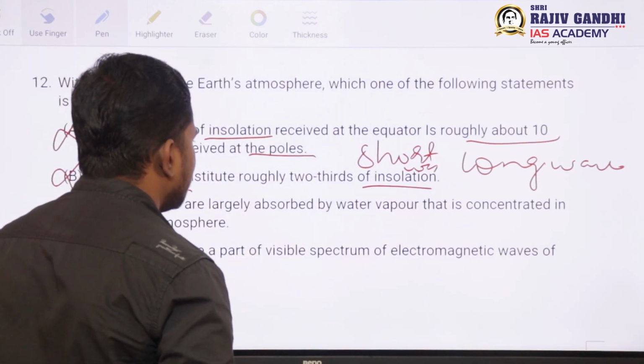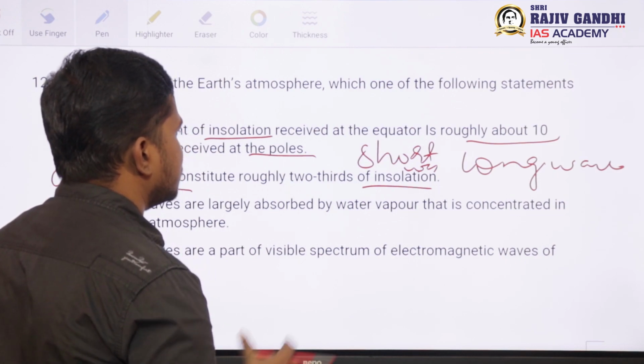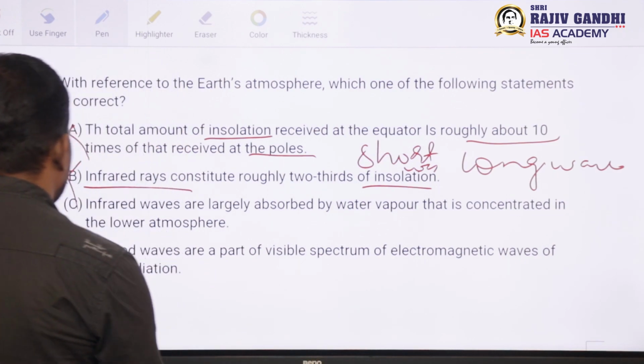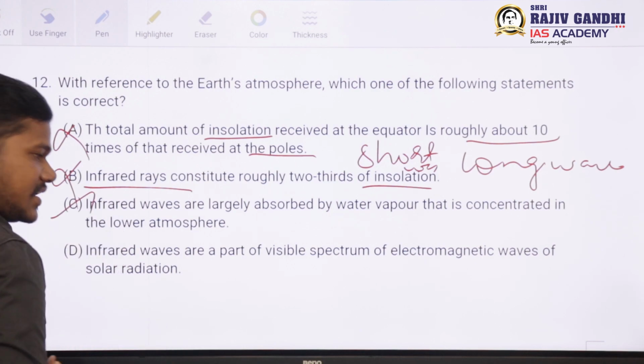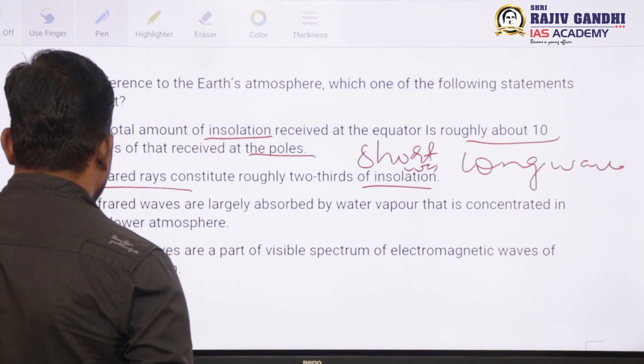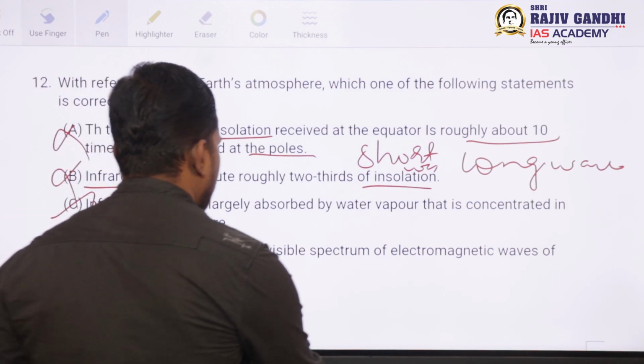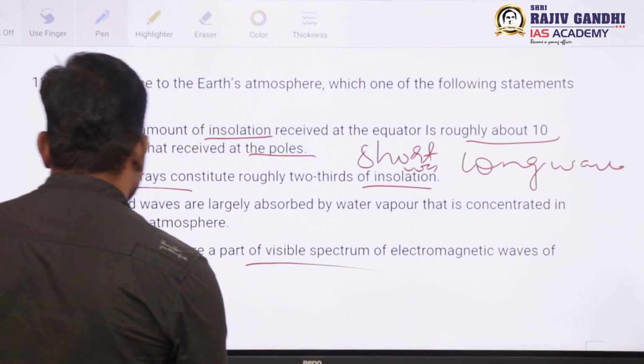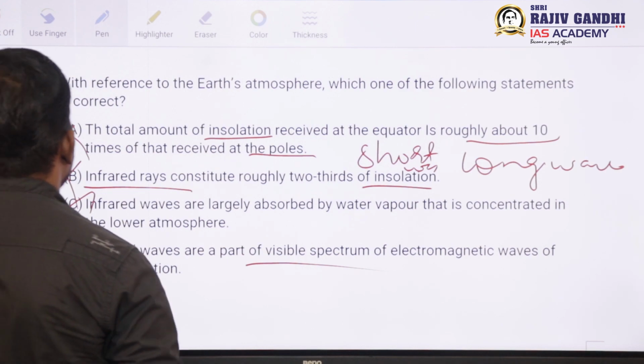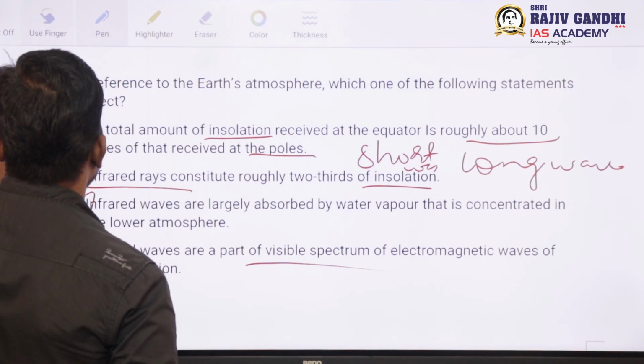Infrared waves are largely absorbed by water vapor that is concentrated in the lower atmosphere. Option C is correct. Option D, infrared waves are part of the visible spectrum. They are not part of the visible spectrum, so D also is incorrect. So option C is the correct one.